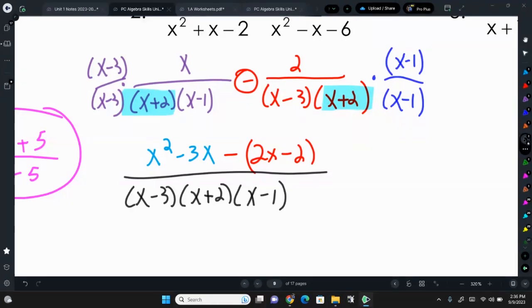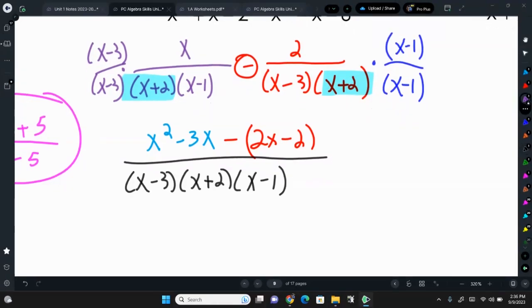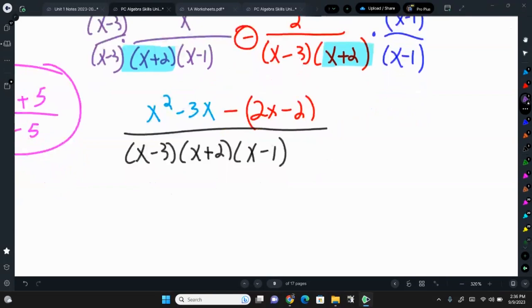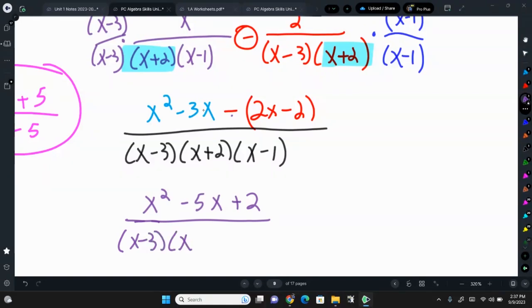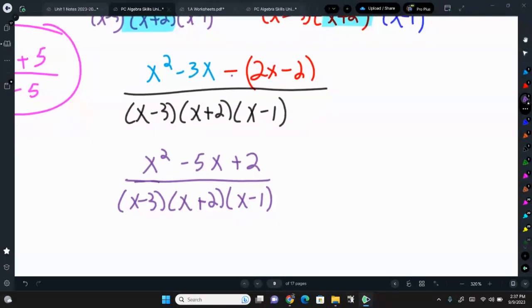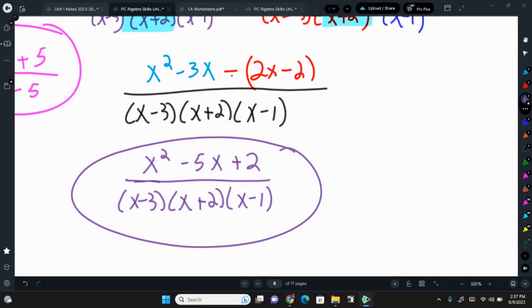So now we're going to simplify the numerator. We have no other x squared, so it's going to be x squared. Then we have negative 3x minus 2x, which is negative 5x. And then we have nothing minus negative 2, which is going to be positive 2, over my factored form. Now, we would want to see if we can factor the numerator, x squared minus 5x plus 2. If we can factor that, then maybe we can cancel something from the numerator and denominator, but we're unable to do that. So this is our simplified answer.